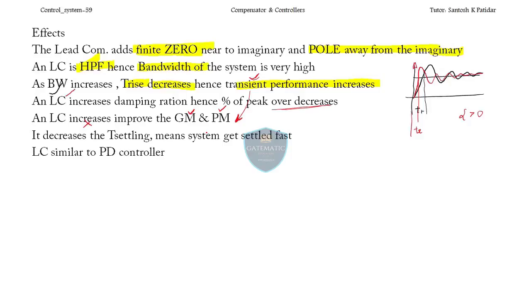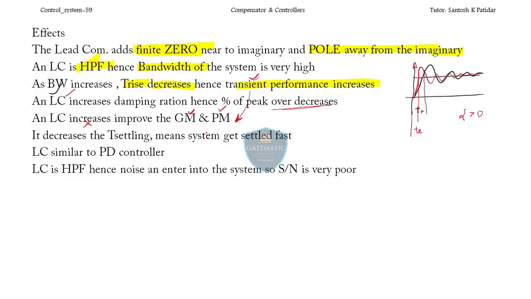The next point is the lead compensator is similar to PD. PD we'll talk about later. The lead compensator is similar to the proportional derivative controller. The proportional derivative controller is a kind of high pass filter, and you know very well the lead compensator is also a high pass filter. So both are similar in nature.